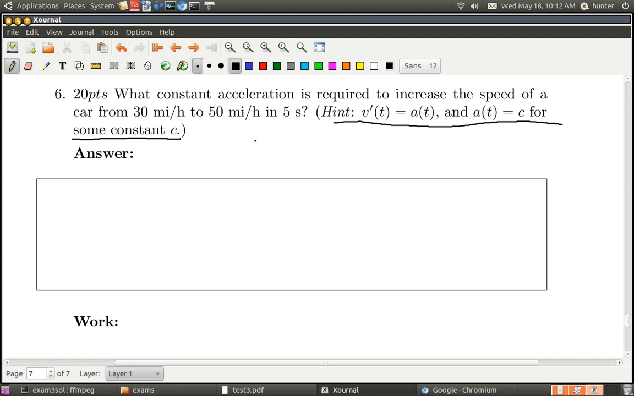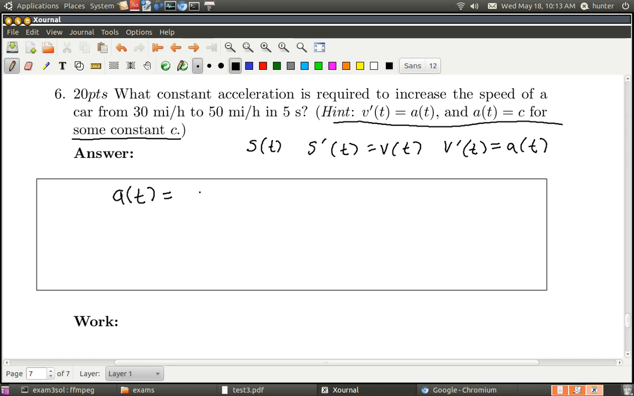Okay, so we know that if you have a function s of t that describes location at time t, then s prime of t is going to be the velocity at time t. And then if you take the derivative of velocity with respect to time, what you're going to get is the acceleration at time t. Now we want to take the antiderivative to go backwards in this little chain of relationships. So suppose that the car is accelerating at some constant rate.